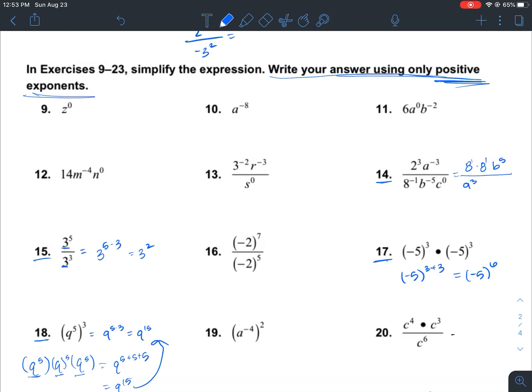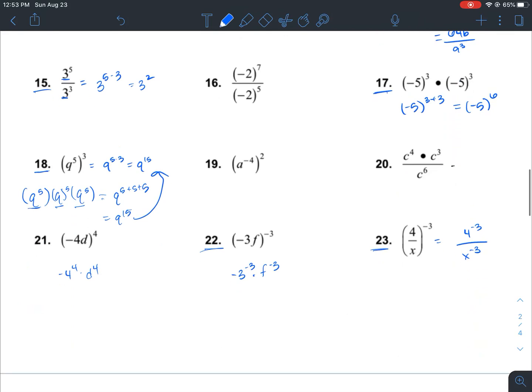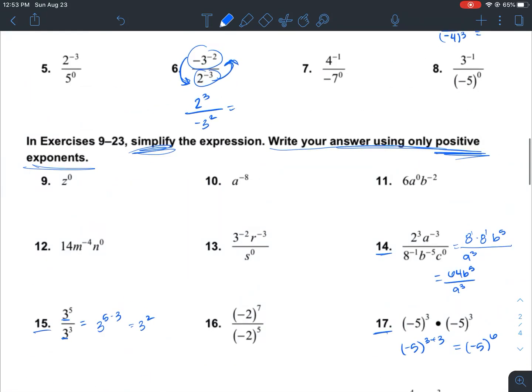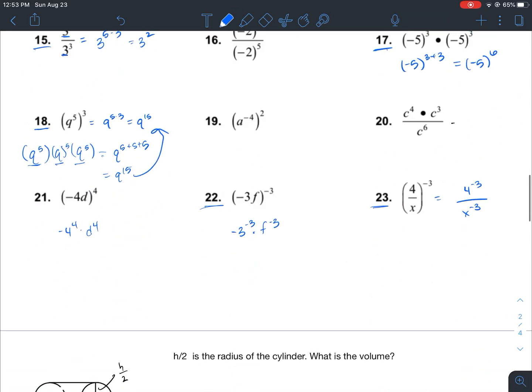Now, this is 8 to the power 1, so 8 times 8, that's 8 squared, and that's 64, I believe. So this is equal to 64 b to the 5th over a cubed. That is simplified as much as we can. Our goal was to simplify using only positive exponents. You can go ahead and go through these other ones. They're simpler than that. Go ahead and give that a shot.